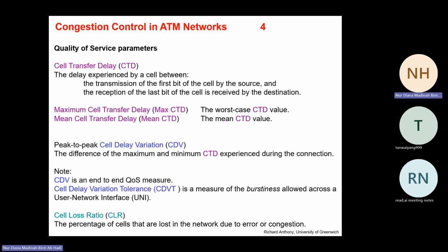Cell loss ratio is the percentage of cells that would be lost in the network due to errors or congestion. Now I will give you around 15 minutes to find out the differences between CTD, max CTD, min CTD, and also CDV. Please do, then come back and share the information.